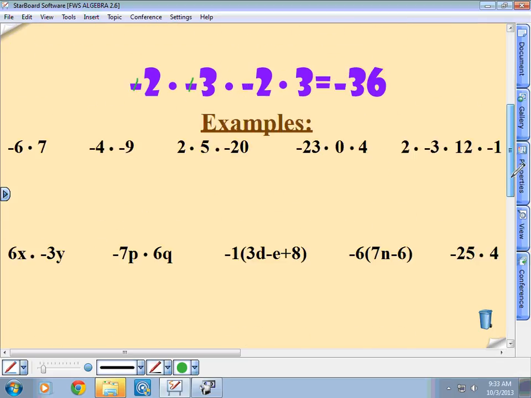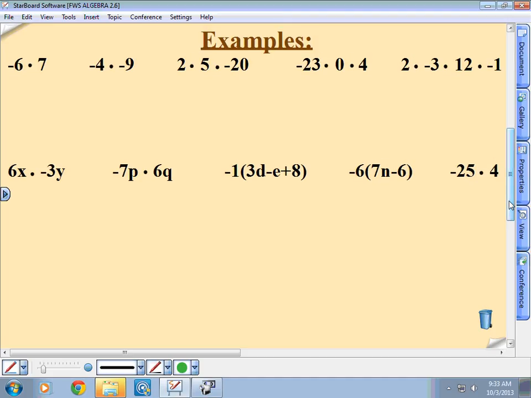Okay? So let's do some quick examples and then go around the room and then you can start on your sheets. Okay. So let's start with Katie. Negative 6 times 7. Negative 42. Very good.